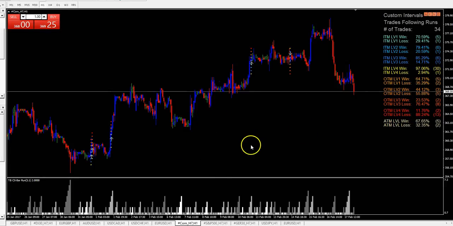Corn, 67%. This one I've got to kind of finagle with because the corn expiry is... I might end up taking this one out. However, the win rate is pretty good. 67%. And the out of the monies are pretty good too. We'll just have to work with this one.